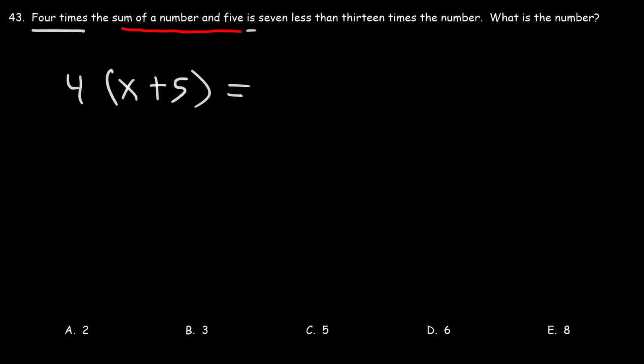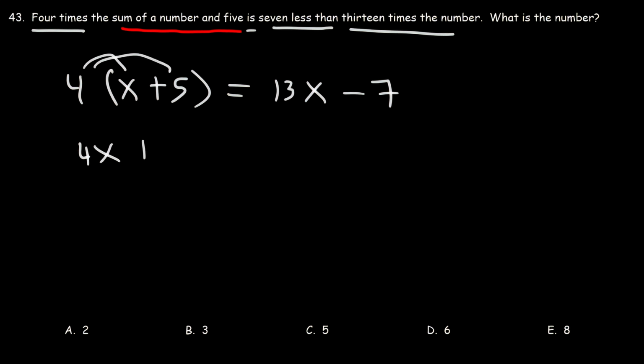Is means equals. And then we have 13 times the number. So that's 13 times x, and it's 7 less than 13 times the number. So 13x minus 7. So this is the equation that we have. Now we need to solve. Let's begin by distributing the 4. So we have 4 times x and 4 times 5, which is 20.